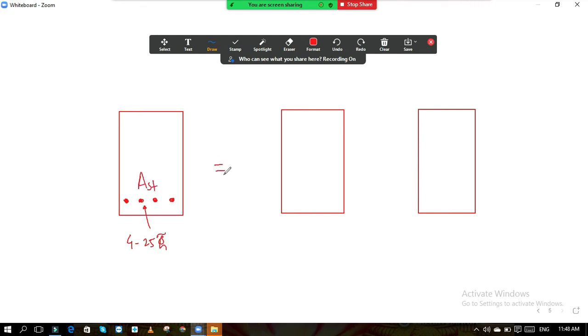This is made up of what? Singly reinforced section plus additional section. So in the singly reinforced section, whatever may be your area of steel, that is your AST1, and in the additional section, whatever may be your area of steel, that is your AST2.